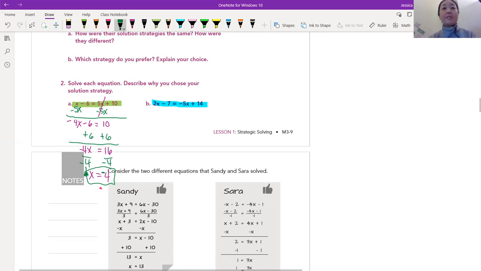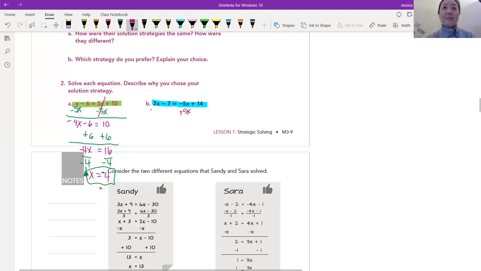And so I noticed here, I could either subtract 2X on both sides or add 5X on both sides. And I'm like, I'm going to go with the add 5X on both sides because I don't have to deal with negatives then, right? So I'm going to just add 5x on both sides.